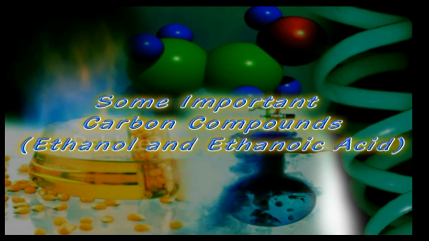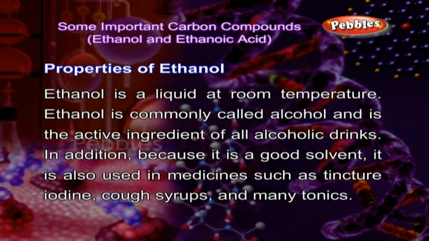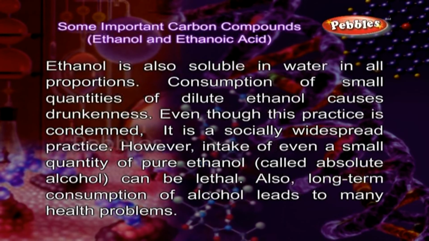Some important carbon compounds: ethanol and ethanoic acid. Properties of ethanol. Ethanol is a liquid at room temperature. Ethanol is commonly called alcohol and is the active ingredient of all alcoholic drinks. In addition, because it is a good solvent, it is also used in medicines such as tincture iodine, cough syrups, and many tonics. Ethanol is also soluble in water in all proportions.